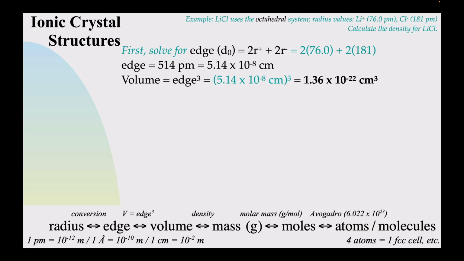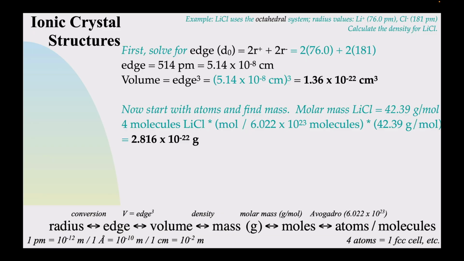the octahedral system. And like we did with the FCC metals before, you can take the 4 atoms, turn them into moles and grams. Well, we're going to take the 4 molecules of lithium chloride, turn them into moles, and then turn them into grams. So if you do this, 4 molecules of lithium chloride divided by Avogadro's gives you the moles. Lithium chloride is 42.39 grams per mole, so we can then multiply by the molar mass to get the mass of the lithium chloride here, 2.816 times 10 to the minus 22 grams. So that's the mass of a unit cell.